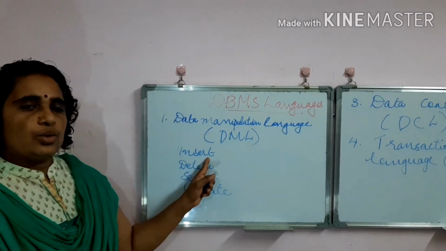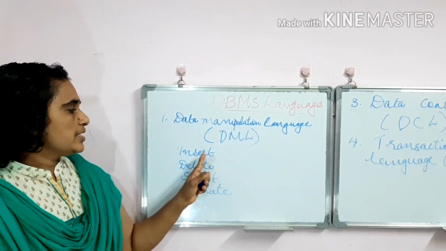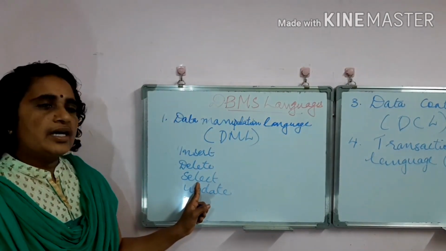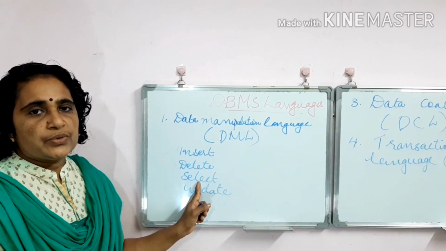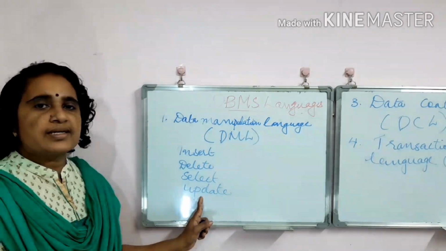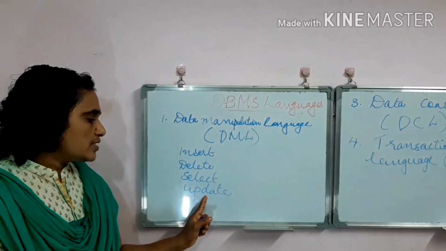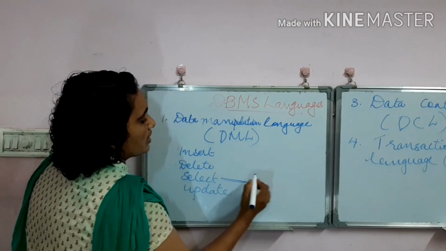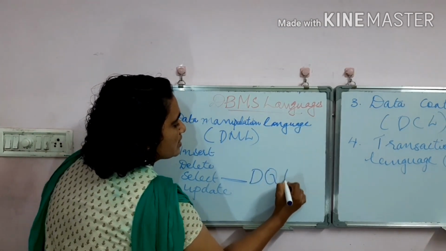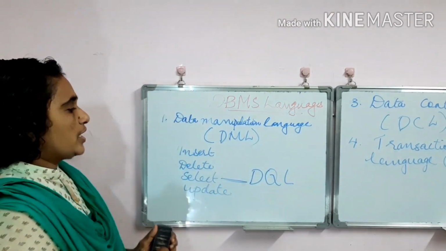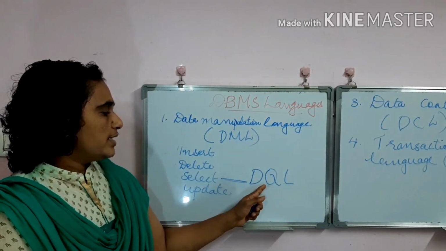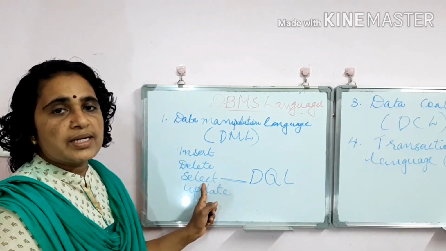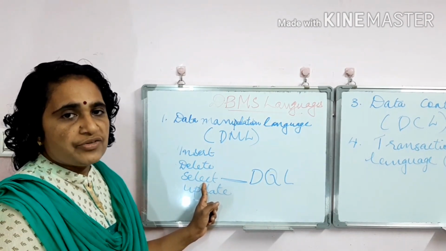We can insert a row in a table in a database by using the insert command. We can delete a row by using the delete command. We can retrieve data from the table by using select command, and we can change the contents of the table by using the update command. This select command can also be called as a DQL. DQL means data query language. The querying statement that is used to retrieve data from table is the select command. We can use the select commands in various forms to retrieve data from tables.